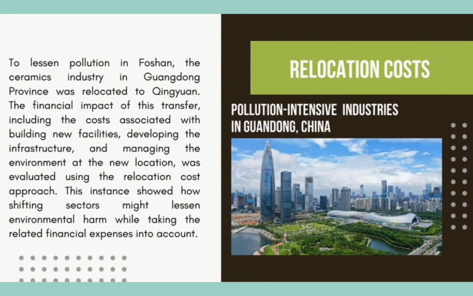Second case for relocation cost is pollution-intensive industries in Guangdong, China. To lessen pollution in Foshan, the ceramics industry in Guangdong province was relocated to Qingyuan. The financial impact of this transfer, including the costs associated with building new facilities, developing the infrastructure, and managing the environment at the new location, was evaluated using the relocation cost approach. This instance showed how shifting sectors might lessen environmental harm while taking the related financial expenses into account.